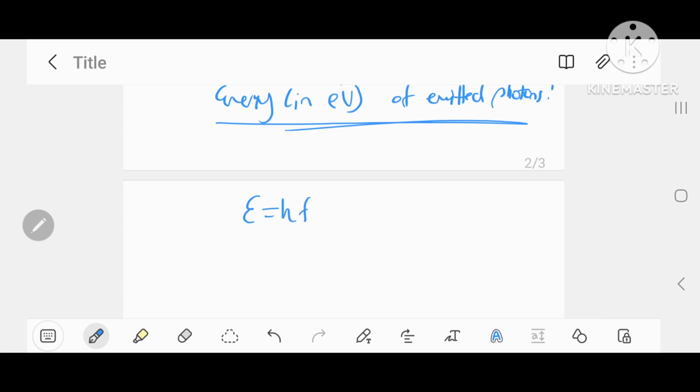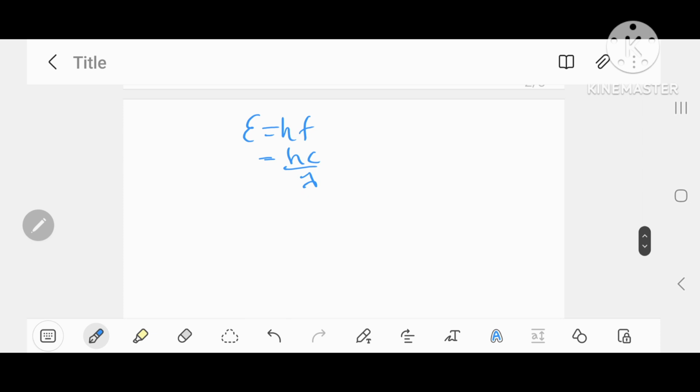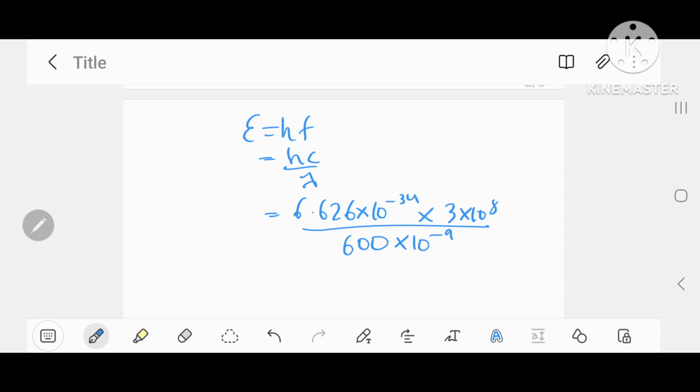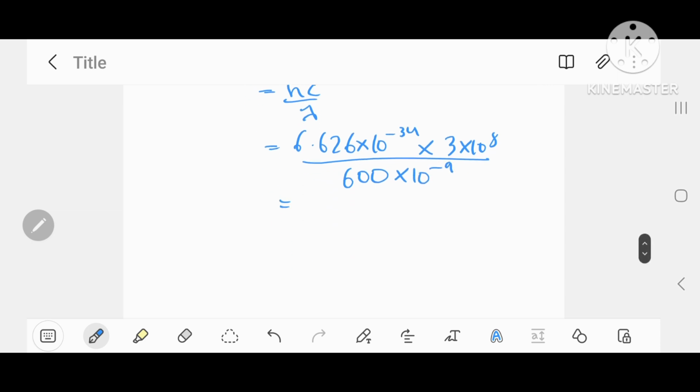So E equals hf from the Planck relation. Now that's also equal to hc over lambda. Plugging in values for h and c, they're just numbers, so 6.626 times 10 to the minus 34 for h, Planck's constant, times 3 times 10 to the 8 for the speed of light c. Wavelength, we're given lambda, which is 600 nanometers, 600 times 10 to the minus 9 meters. Plugging these into a calculator, you'll get 3.13 times 10 to the minus 19 joules, to 2 decimal places.